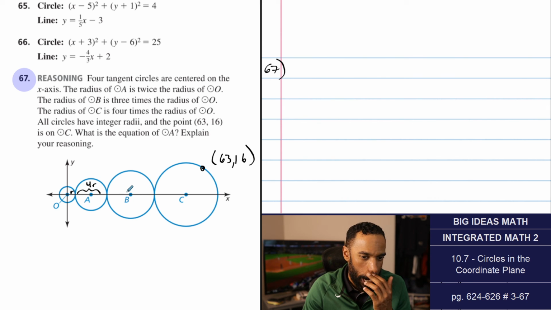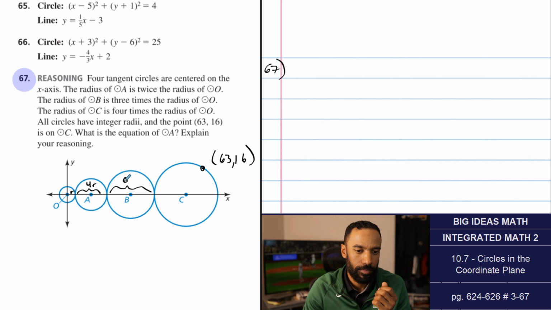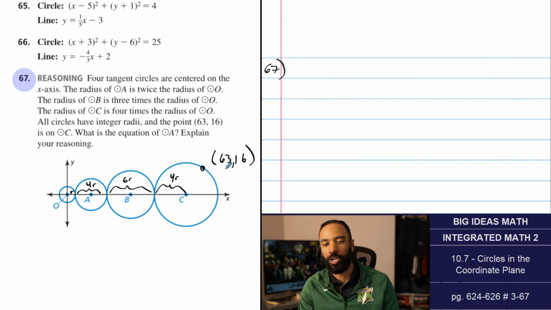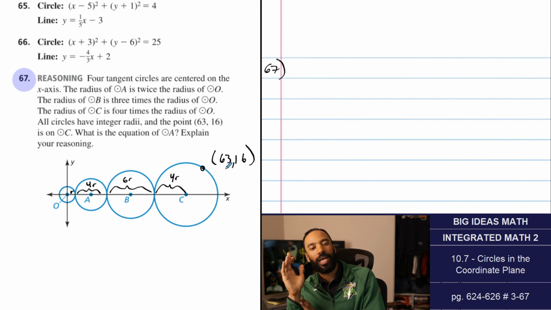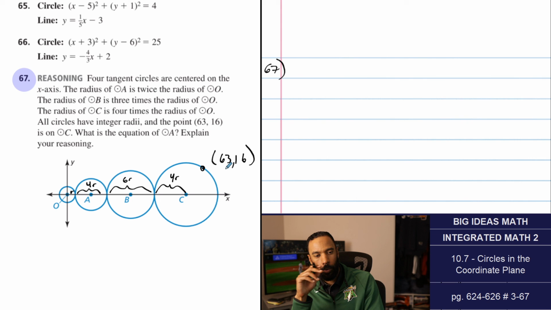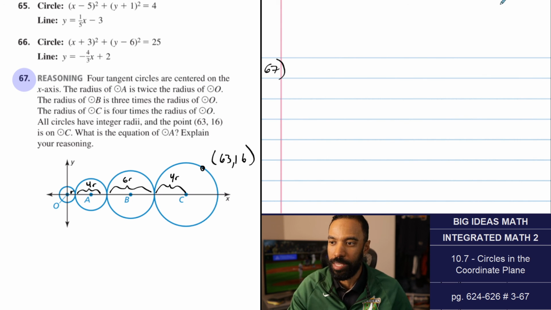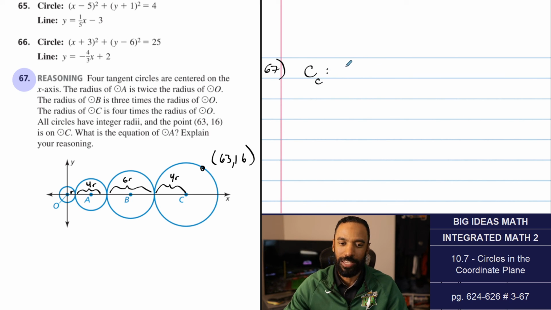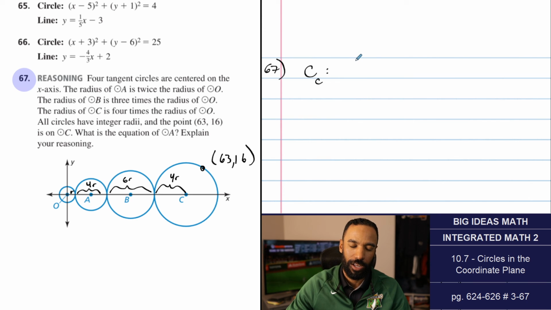B is 3 times that R, so 3R plus 3R is 6R. And at least to center C, that's an additional 4 times more of this R, so it's an additional 4R here. I don't know where I'm going with this specifically just yet. I just know that this radius for C, or the center for C, would have to be this distance here. So center for circle C, center C, is at R plus 5R, 11R, 15R. It's at 15R comma 0.